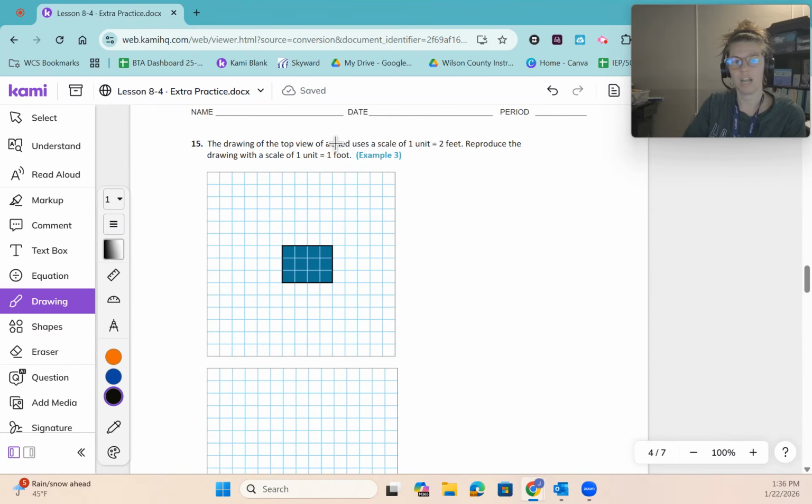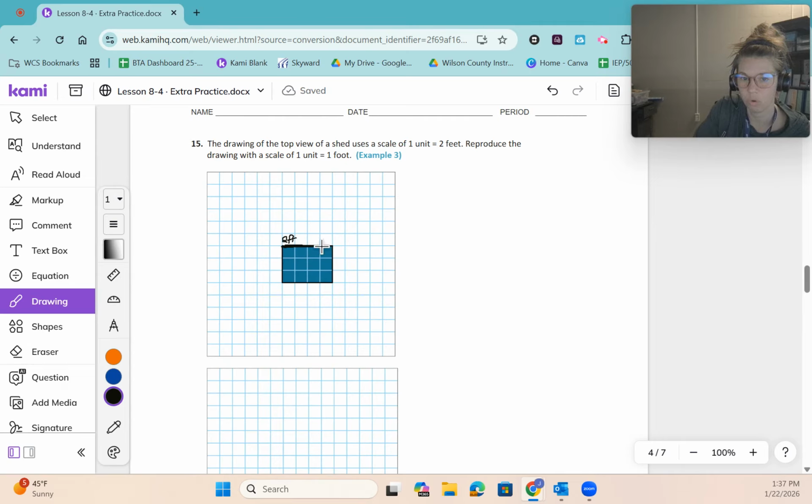The drawing of the top view of a shed uses the scale of 1 unit equals 2 feet. What that means is one block is equal to 2 feet. It says reproduce the drawing with a scale of 1 unit being 1 foot. So what that's going to mean here is we're going to take a look at each of our dimensions. All across, 1 unit is 2 feet.